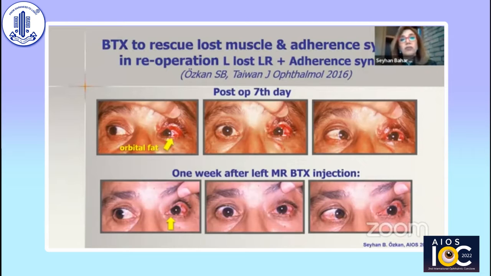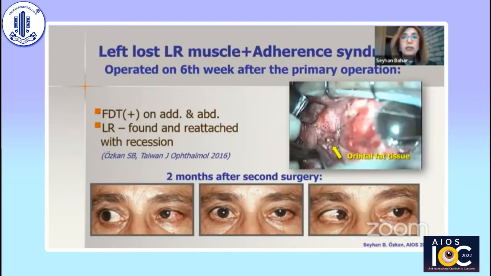And this lady was referred for a lost muscle. The lateral rectus muscle was lost. And at presentation, it was post-op 7th day. There was very significant inflammatory reaction, and there was orbital fat tissue under the conjunctiva. So adherence syndrome was also the problem. So at this stage, I didn't want to operate on her, but we wanted to keep this eye in primary position while waiting. So toxin was injected into the medial rectus muscle. And 1 week afterwards, she was orthophoric with limited adduction and abduction. And 6 weeks later, she was operated, and the lateral rectus muscle was found within the orbital fat tissue.